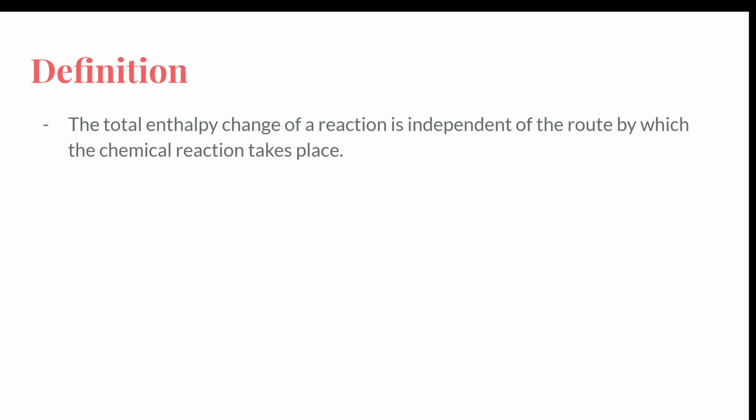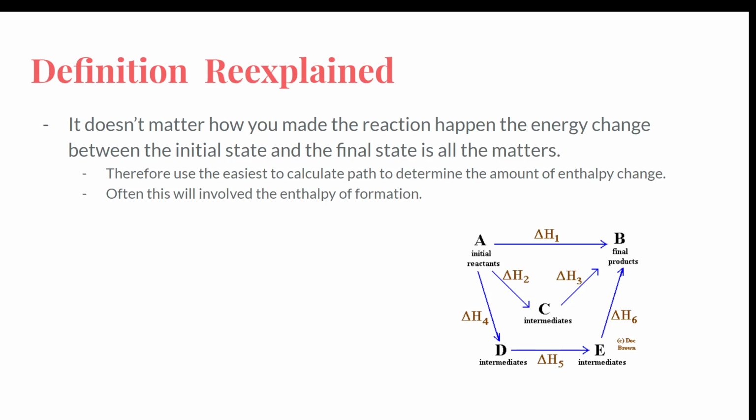The formal definition for Hess's Law basically states that the total enthalpy change of a reaction is independent of the route by which the chemical reaction takes place. Right? So this is the formal definition. But it's kind of a useless definition because it doesn't really help us out. It's all in chemical jargon. Instead, we're going to re-explain it and say it doesn't matter how you made the reaction happen. The energy change between the initial and the final state is all that matters.